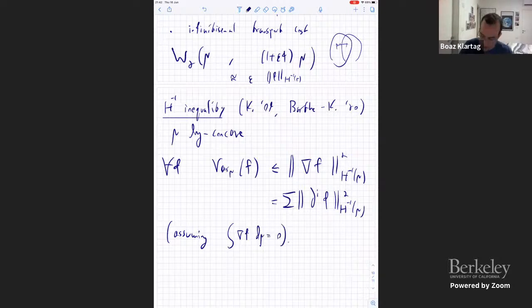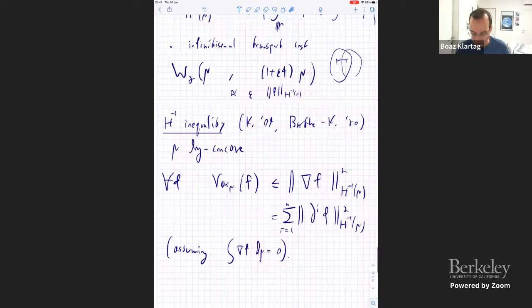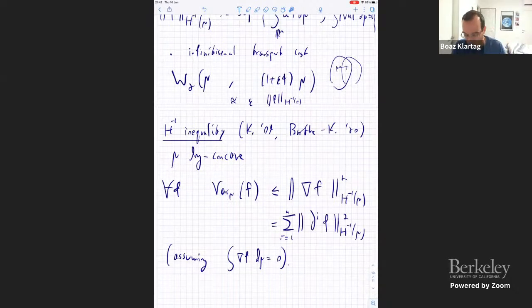Otherwise it's meaningless. Okay, so we claim something a bit strange. So let's look at units. Grad f is 1 over meters because we divide by something, but the H minus 1 norm exactly brings the meters back. So this is the same units as the left hand side. This is not true in general, this is just for log-concave.